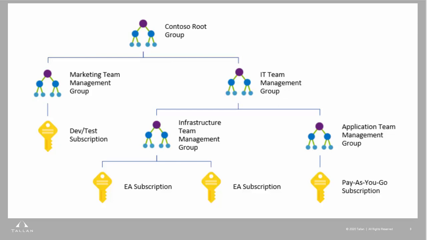In this simple example, using management groups, we've created an organizational hierarchy. Starting at the corporate level, we've created two management groups, one for the marketing team and one for the IT team. Within the IT group, we've established two additional management groups, one for the infrastructure team and one for the application team. Using role-based access control, we're limiting the marketing team's access to the dev test subscription, the infrastructure team's access to the EA subscription, and the application team's access to the pay-as-you-go subscription.